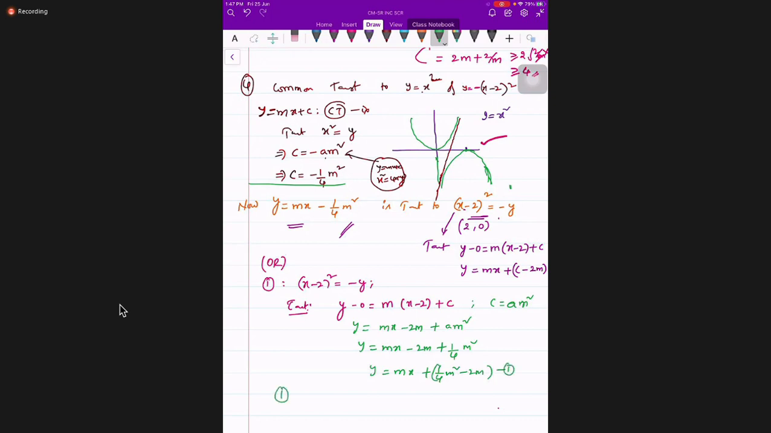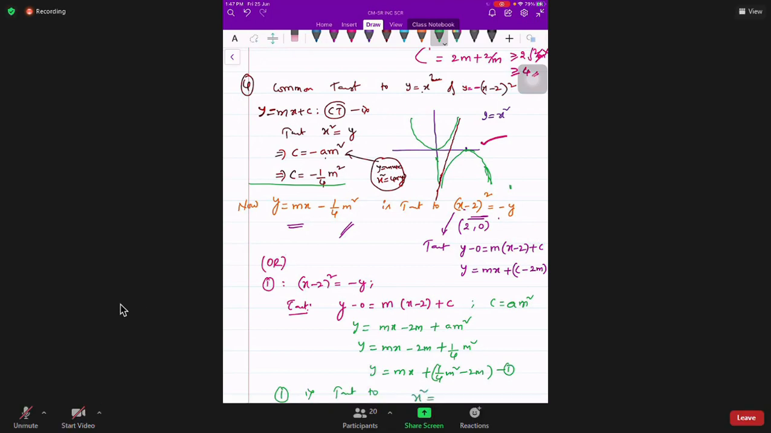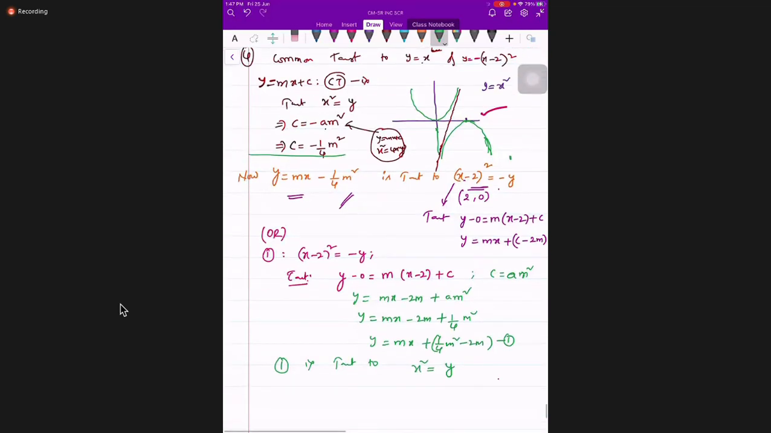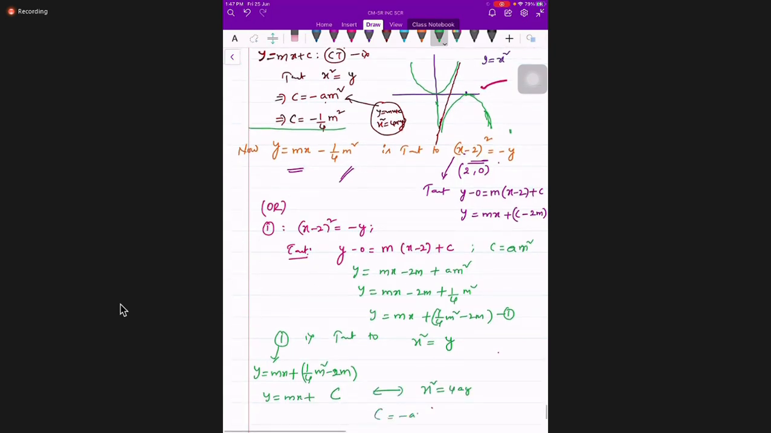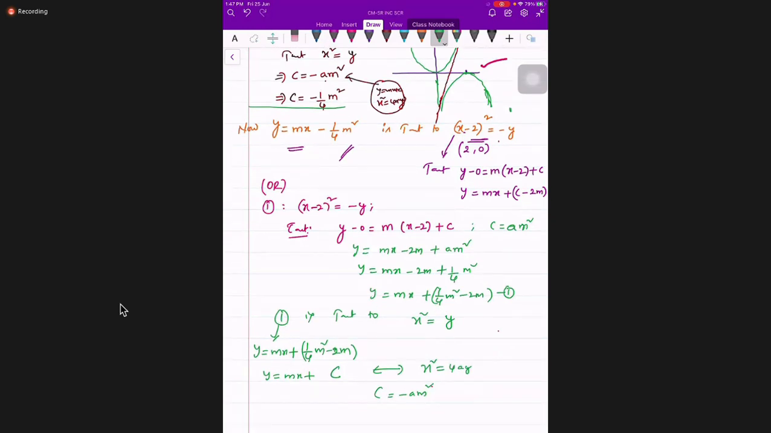Now I'm writing, students, equation 1 is tangent to the other parabola. What is that parabola? x square equal to y. Understand, students? Please, all of you, understand this point now. This is a tangent to the parabola, means now can I compare this with y equal to mx plus c and x square equal to 4ay? What is the condition of tangency for these two? c equal to minus am square, no, students? In the place of c, what is there? 1 by 4 m square minus 2m.